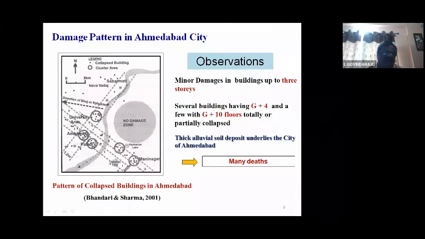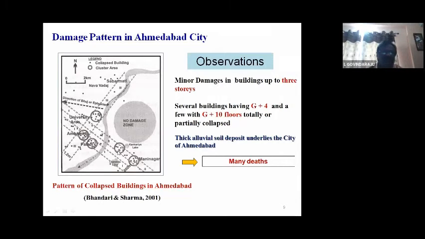Then so many buildings are located in this cluster area, and these three bands, 1, 2, 3 bands, suffered tremendous damage of buildings here in this region. What is the reason for that? So we conducted one case study on this.